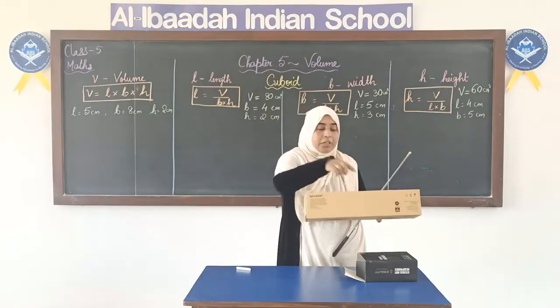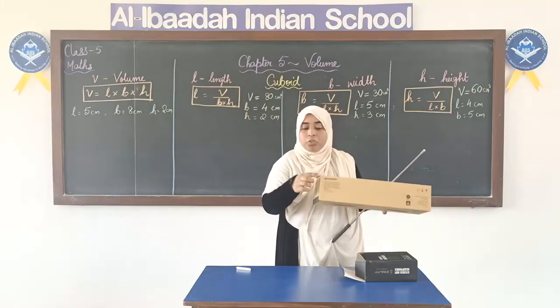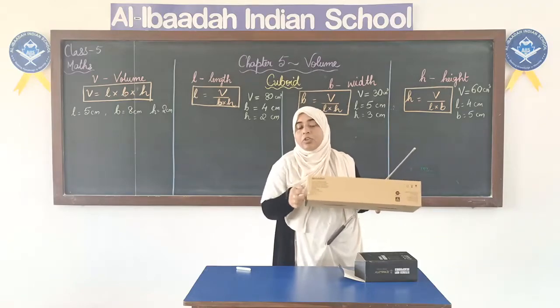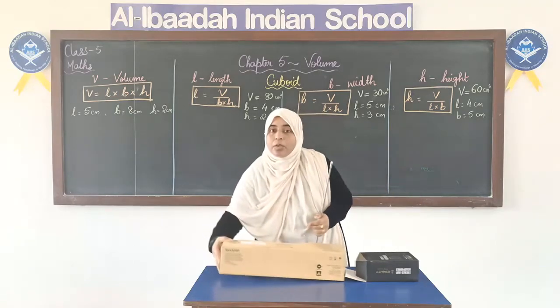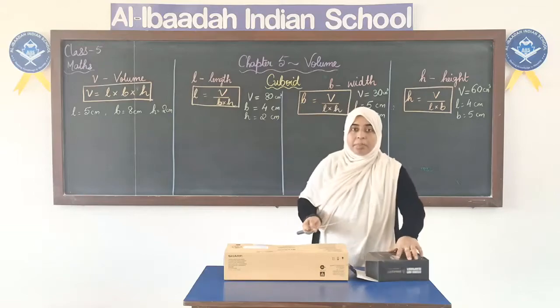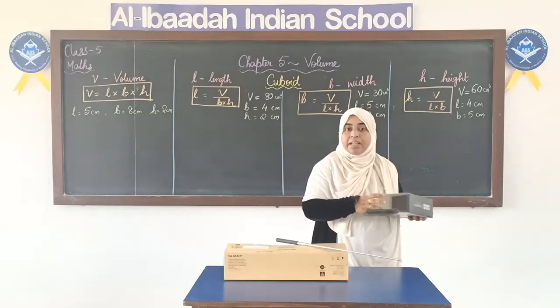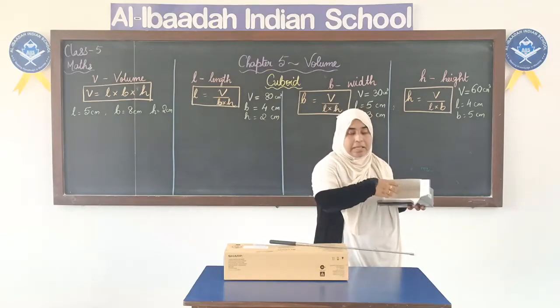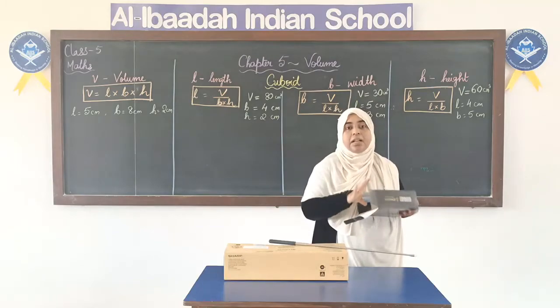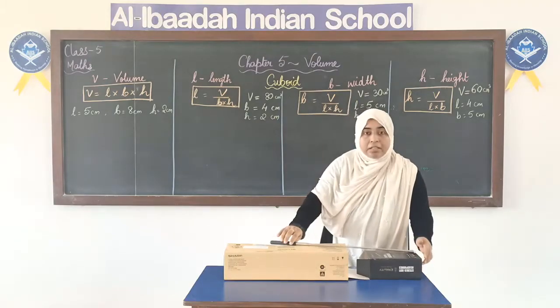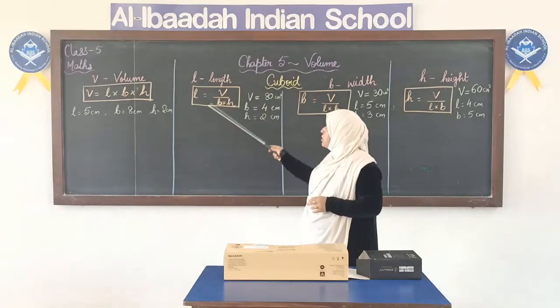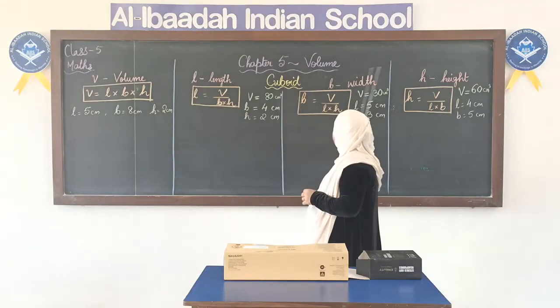Okay. So we need to know the length, the width, and the height of a cuboid to calculate the volume. Volume means, like I have shown you, the space that is there inside. Can you see this? This empty space which is there inside, that is volume. So to calculate the volume, we need to know the length, width and height.